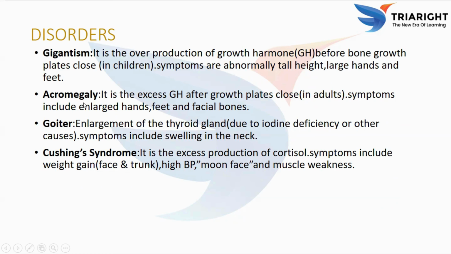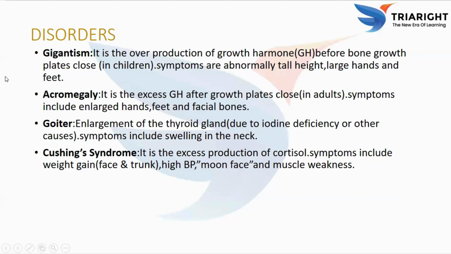So the next disorder, acromegaly. What is the cause actually? It's the overproduction of growth hormone after the bone growth plates have closed. So gigantism occurs before the bone growth plates close, and acromegaly is the condition after they have closed. Gigantism you can see in children, whereas acromegaly you can see in adults. Acromegaly affects the bones so that they can't grow longer but become thicker. So only the width increases, not the length.